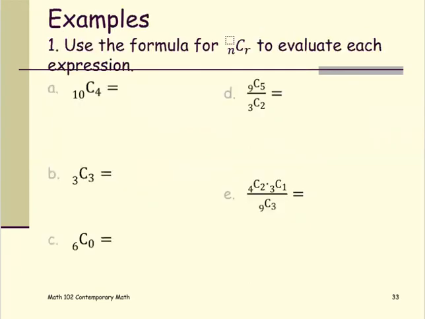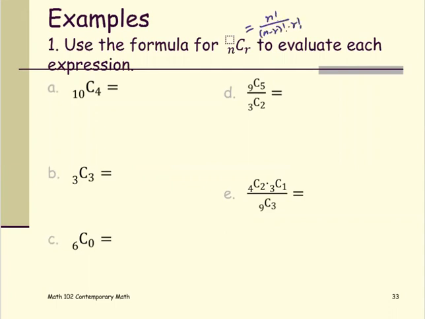Let's see the examples. We're going to use the formula. I'm going to write out the formula of the combination of the N selecting R as N factorial divided by N minus R factorial times R factorial to evaluate each expression.